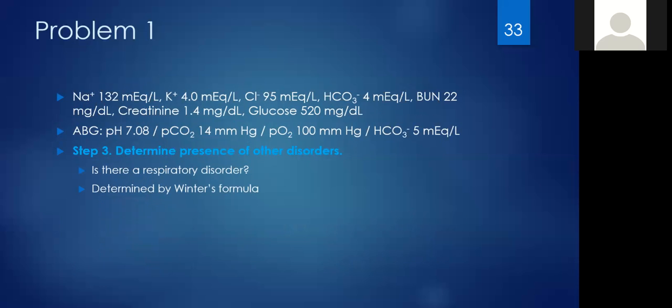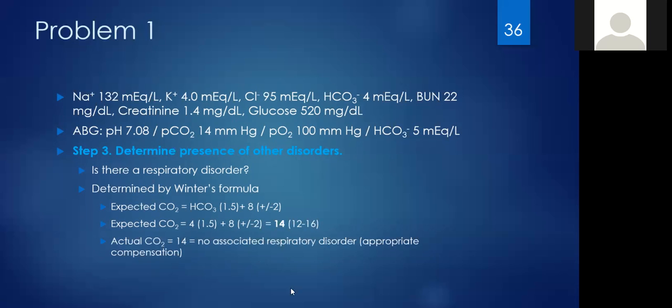The other part of step 3 is determining if there's an associated respiratory disorder, and we figured that out by using Winter's formula. So that's the formula here, and if we plug our numbers in, we get an expected CO2 of 14. Technically, we get a range between 12 and 16 because of the plus or minus, but 14. And our actual CO2 is indeed 14. So since our actual CO2 is equal to the expected CO2, that means there's no other associated respiratory disorder.